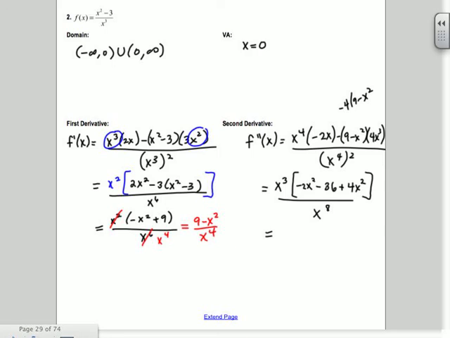So I get x cubed and x to the 8th make x to the 5th. So 2x squared minus 36 all over x to the 5th. What did I do? It's positive.